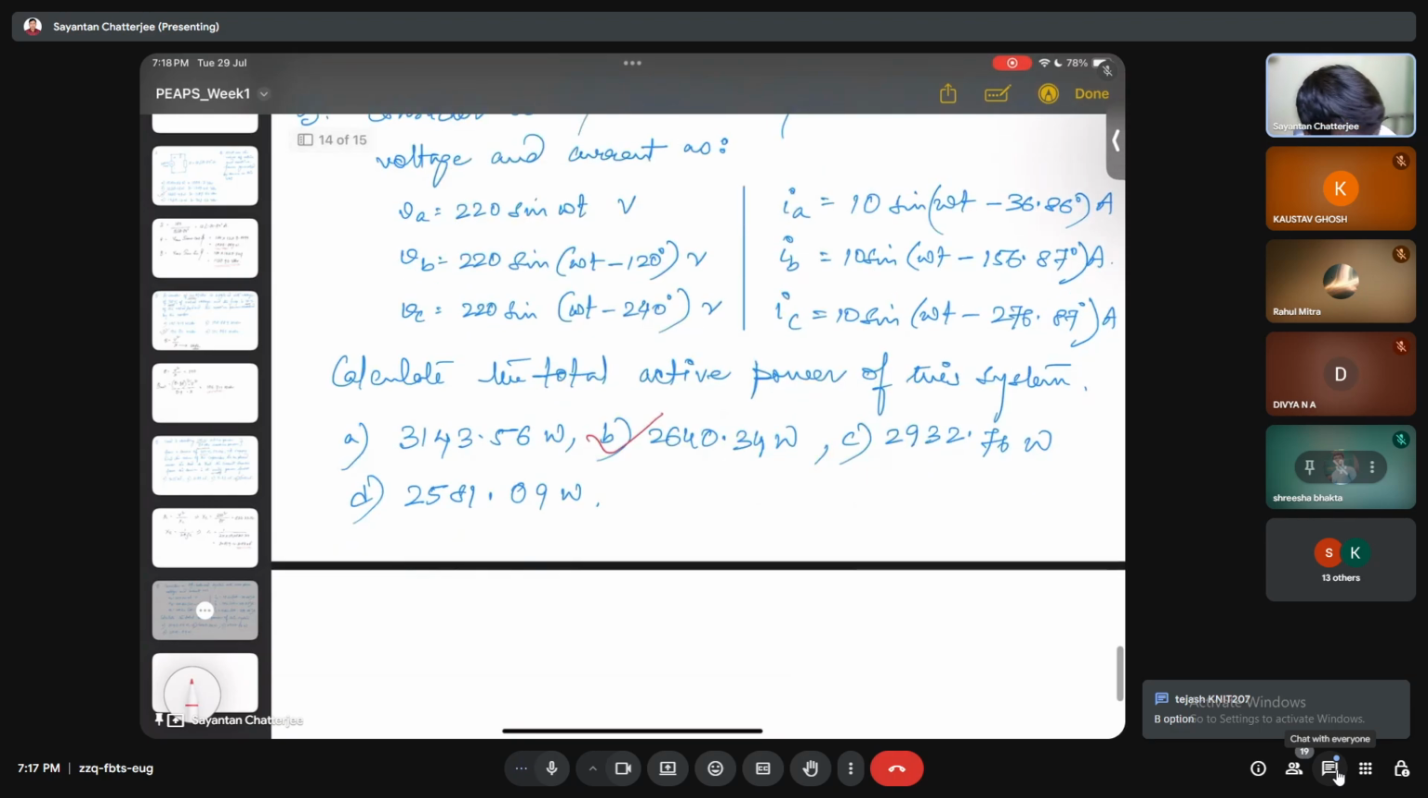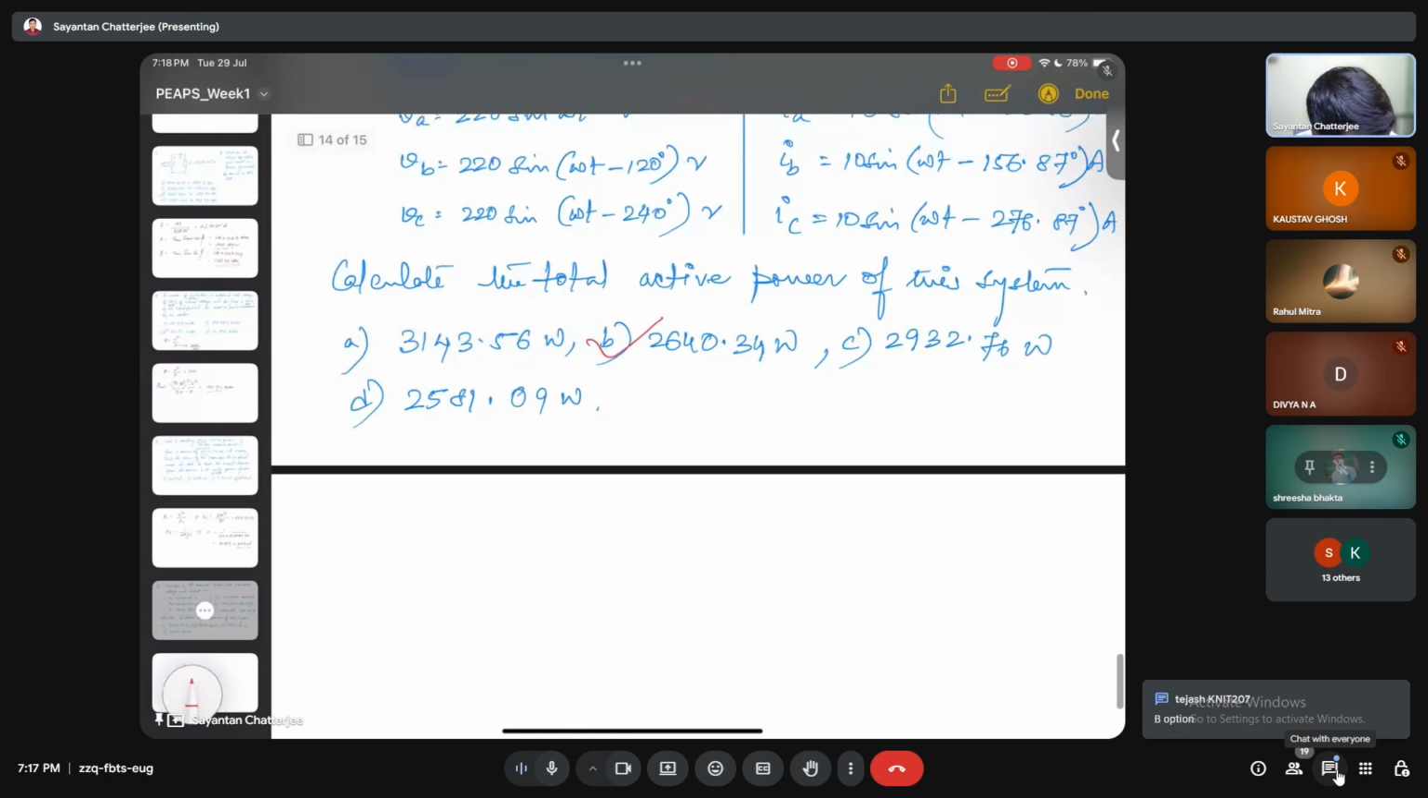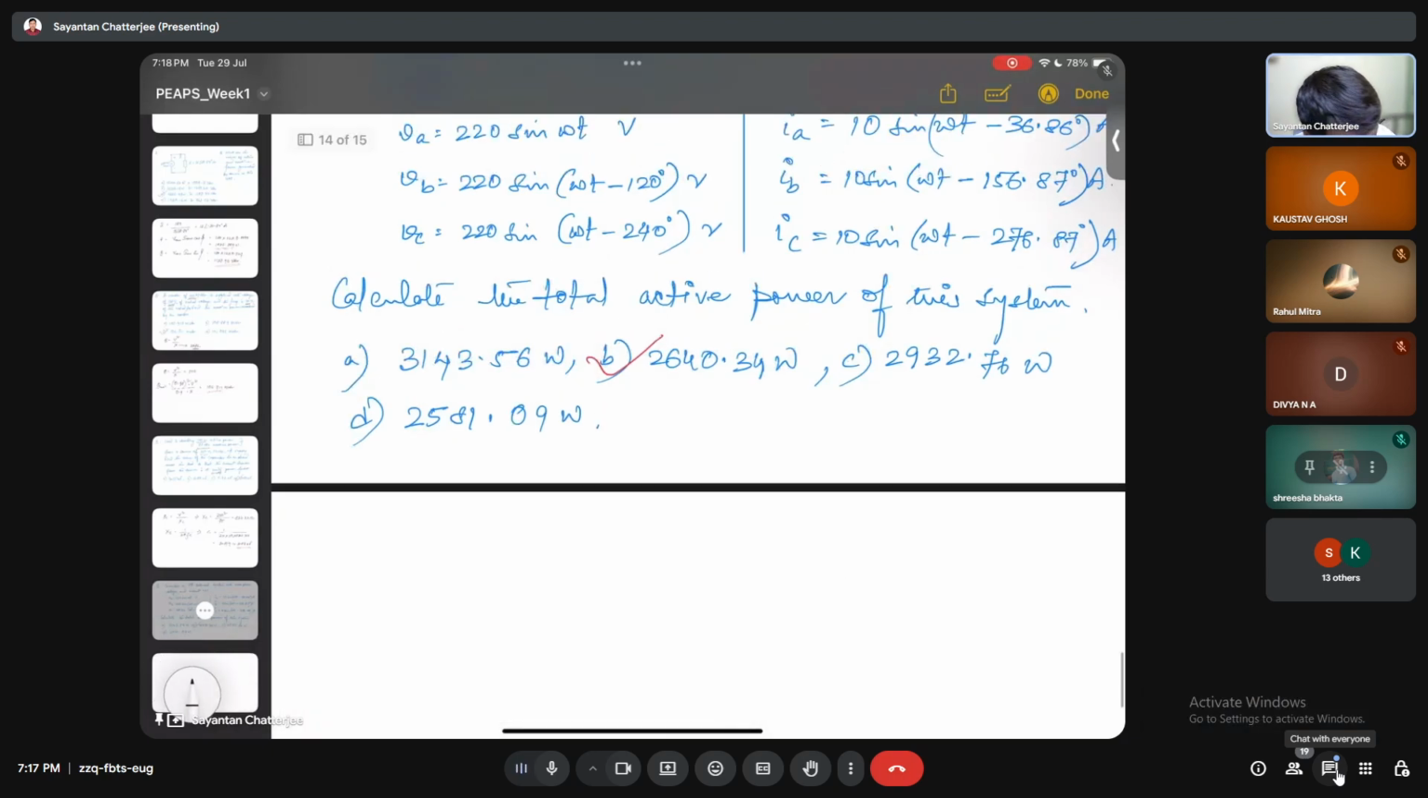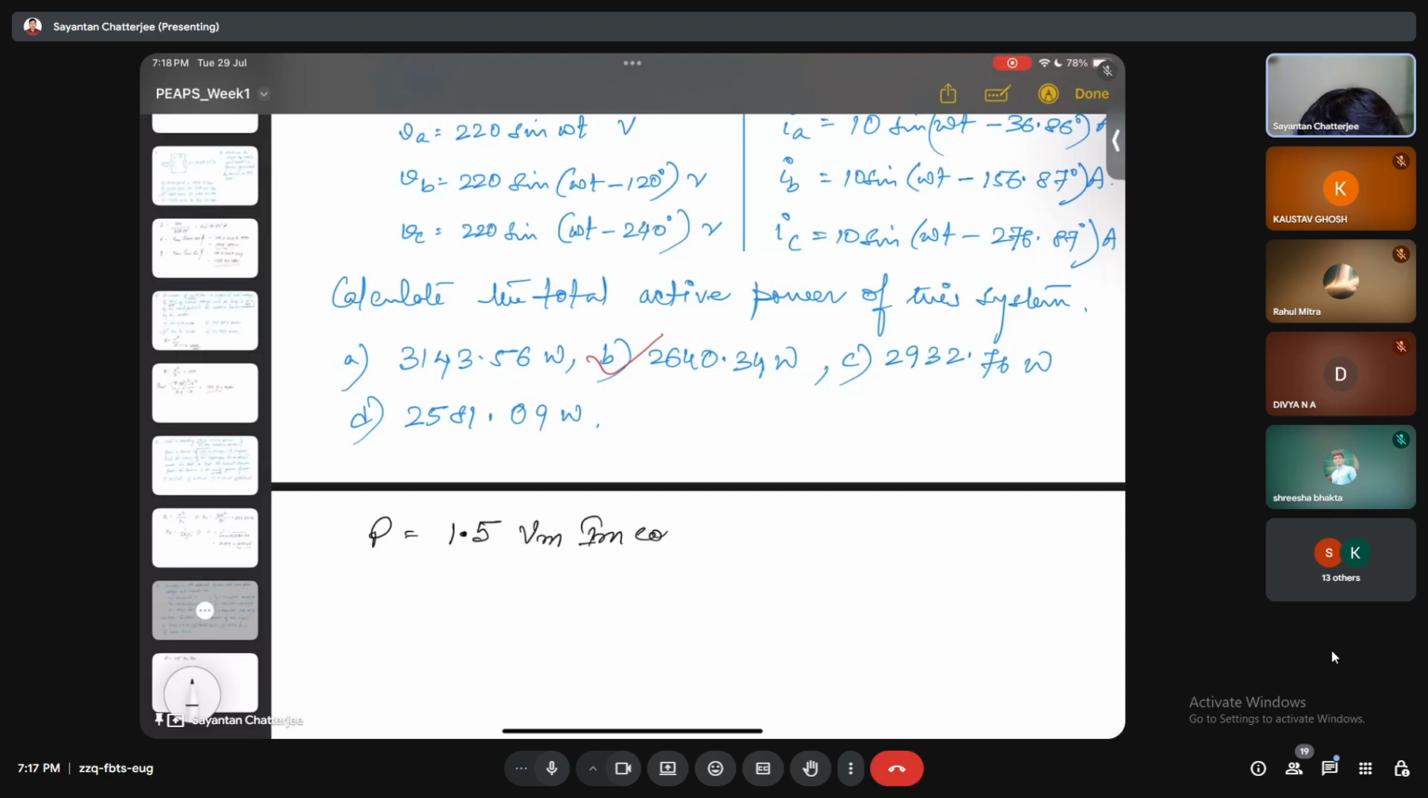Yes, B is correct. So I think most of you have solved it, but still, this is a one-line question. If you emphasize the balance part, then everything will become easier. So we need to calculate the real power. So it is 1.5 Vm Im cos phi, right? Just it's 3 by 2.